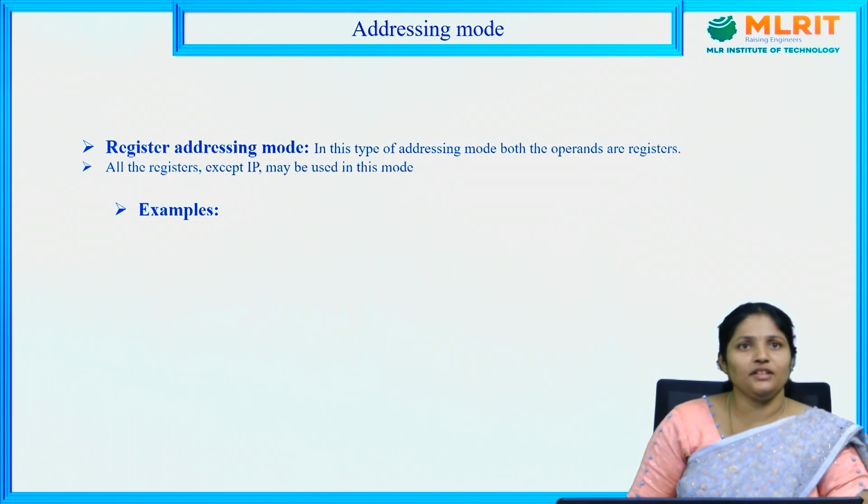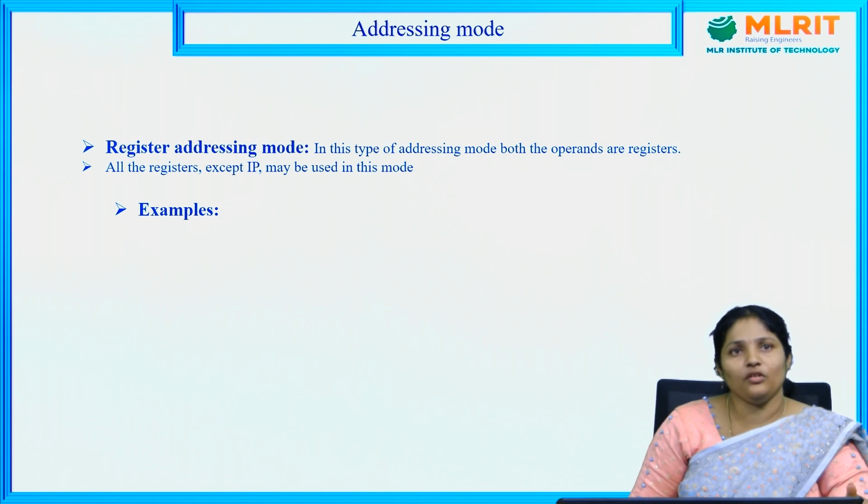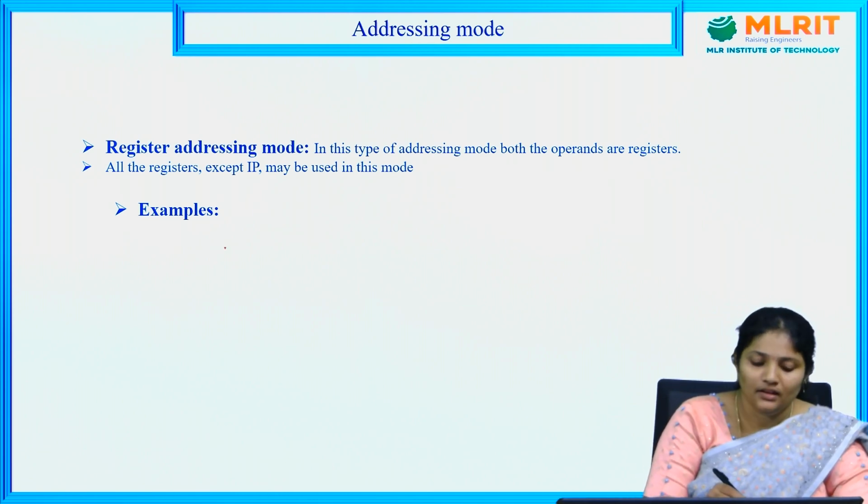So coming to the next addressing mode, it is the register addressing mode. In this type of addressing mode, both the source and destination operands will be registers. Except the IP register, you can use any register in this addressing mode. Let us consider one example.